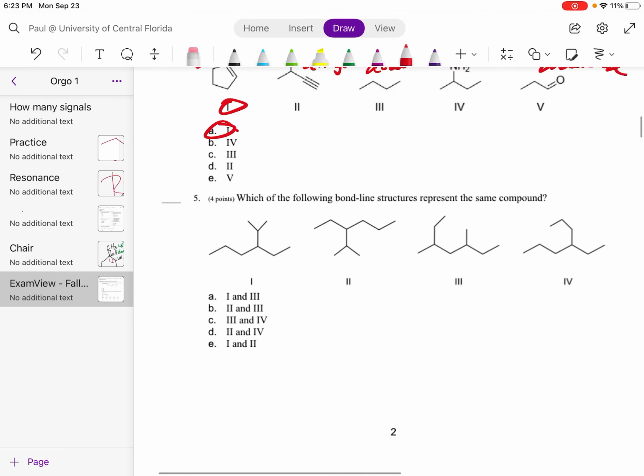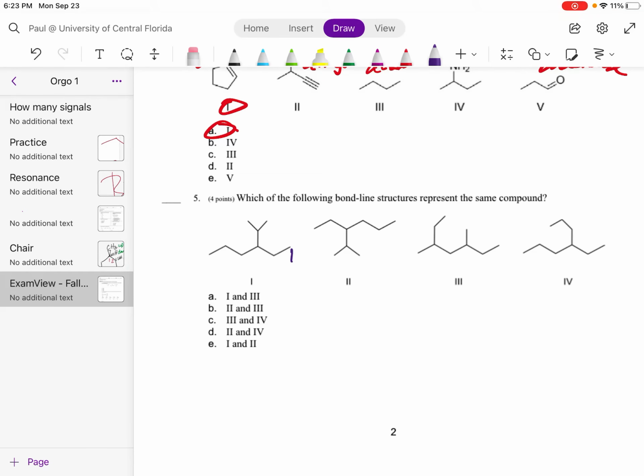Which of the following bond line structures represent the same compound? Let's see here. How would we do this? How would we approach that? Well, we could name it. That would be a good way to do it.